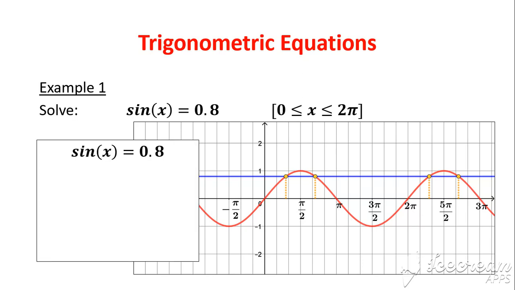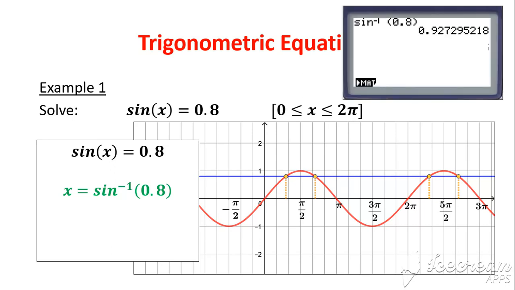All right, here's how we do it. To solve sine x is equal to 0.8, we need to take the inverse sine of 0.8. To do that, we grab our calculator. Please make sure your calculator is set up in radians, and we go shift sine to get sine -1, bracket 0.8, and you'll get the solution of 0.927295218.